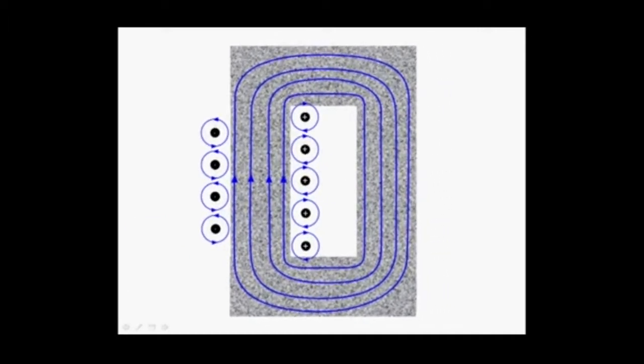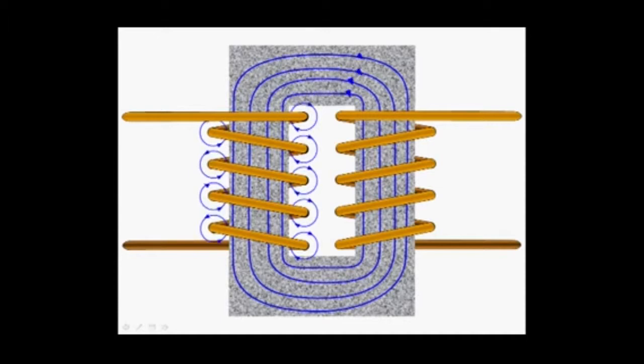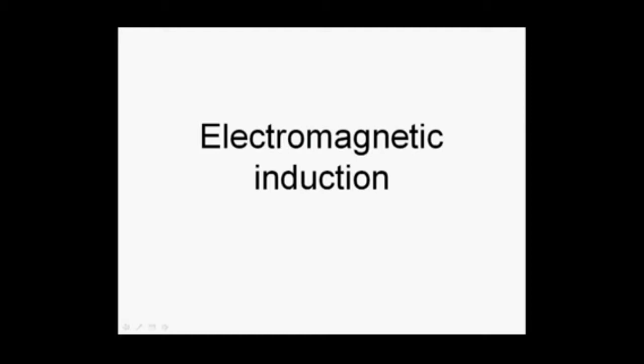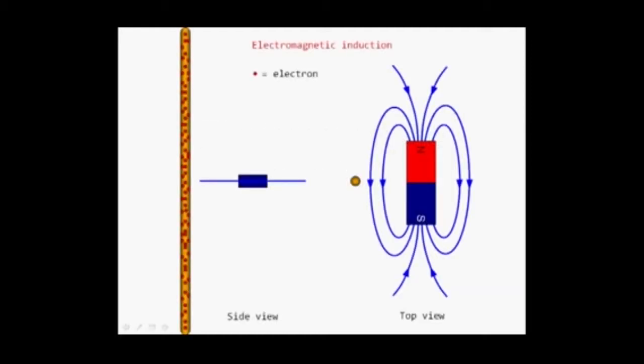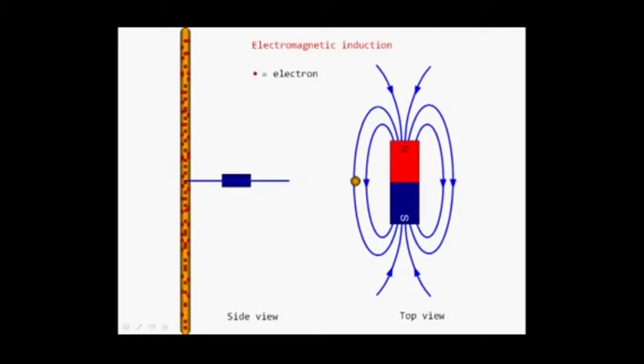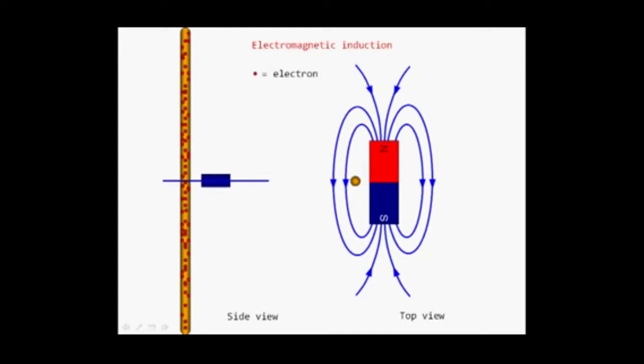So if we now look at the primary side of the transformer, we can see how we generate this magnetic field which passes through the secondary coil. And what we'll now look at is induction in the secondary coil. The principle of induction involves moving a magnetic field past a conductor. In this view, as we move the magnet through the wire, some electrons move.